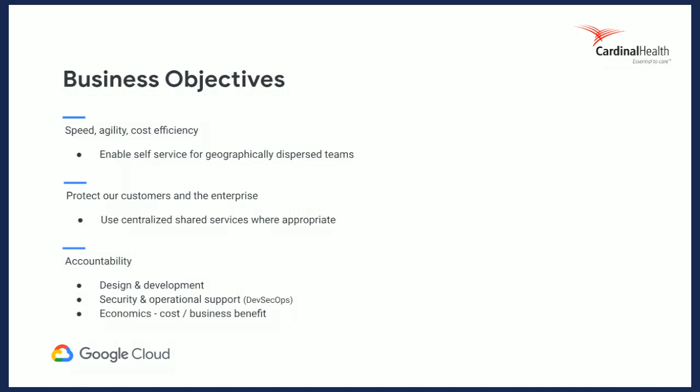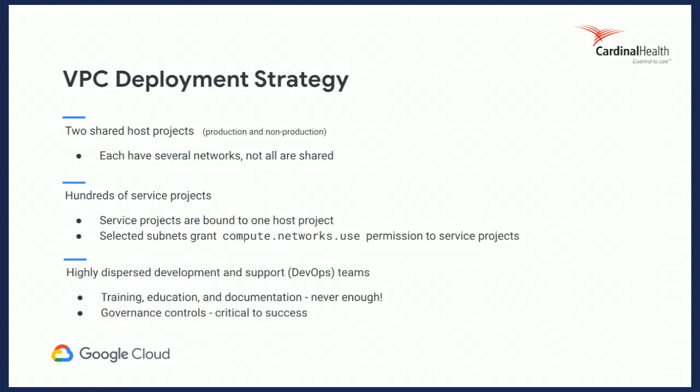In GCP, one of the biggest advantages that we found was the notion of a host project and the service project. So you'll see that we have a couple host projects and then we use lots of service projects. With lots of service projects, we can delegate those down to the development teams, and so they're fully accountable for what they're going to do. But we don't want them to have to worry about all those network pieces. So how do we do that?